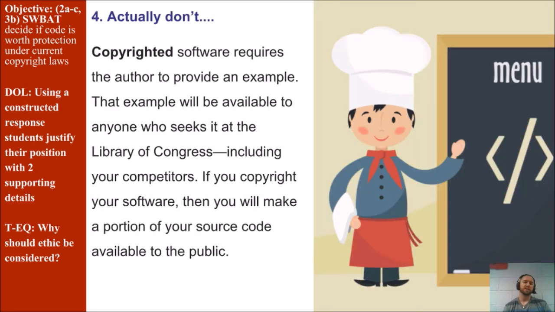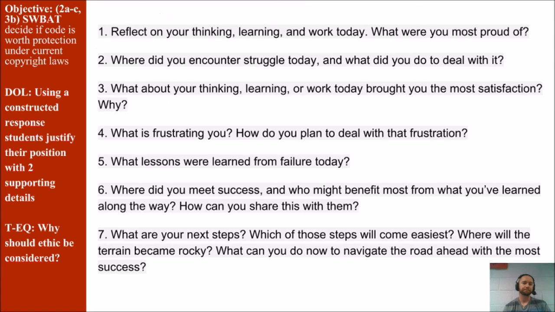And number 4 is the non-example, so actually don't copyright your work. It says copyrighted software requires the author to provide an example. That example will be available to anyone who seeks it at the Library of Congress, including your competitors. So if you copyright your software, then you will make a portion of your code available to the public, and that little portion may be just enough for them to figure out how to recreate your code, and therefore your trade secret or the ingenious thing you had come up with is now going to be out there in the public.